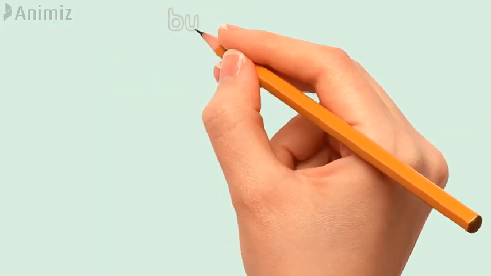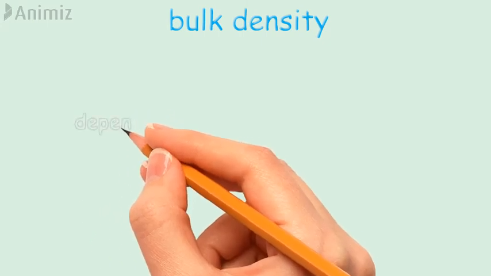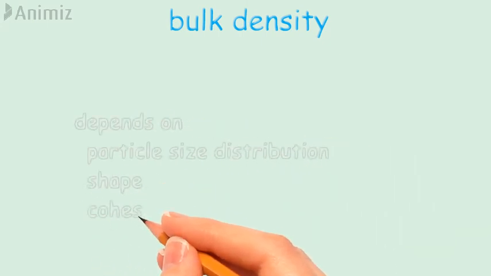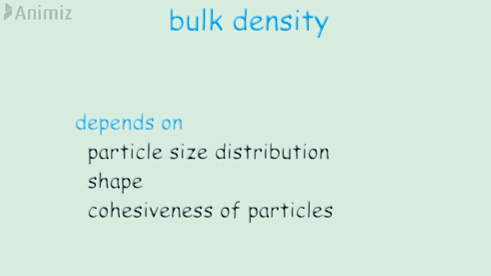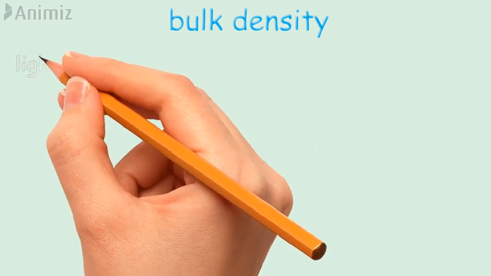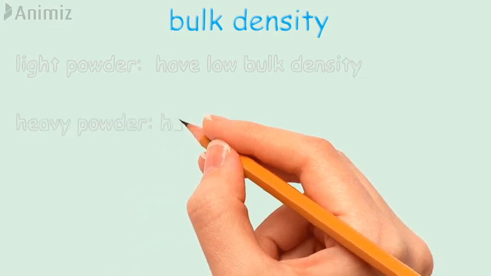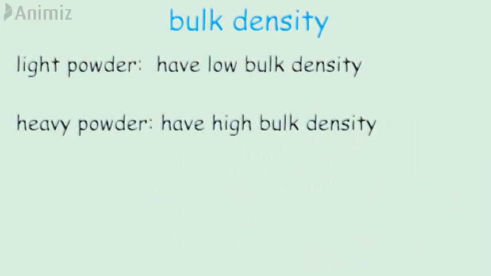And another property is bulk density. This is of very great importance when we consider the size of a high dose capsule or the homogeneity of a low dose formulation, in which there are large differences in drug and excipient densities. Bulk density depends on particle size distribution, shape, and cohesiveness of particles. Based on bulk density, powders can be classified as light and heavy. Light powders have low bulk density and heavy powders have high bulk density.